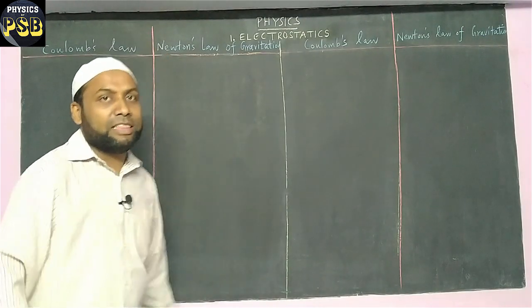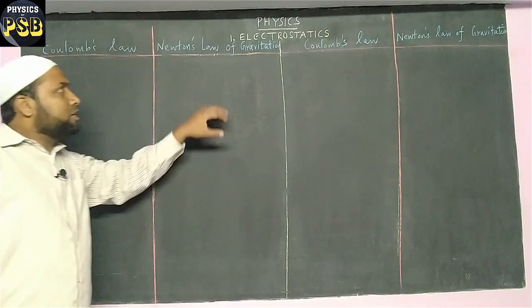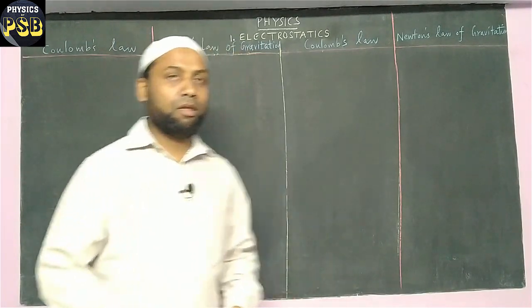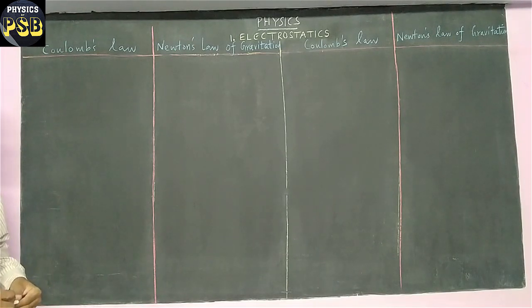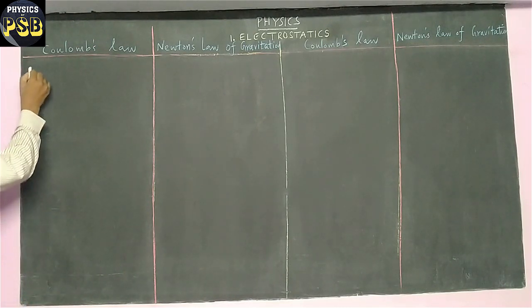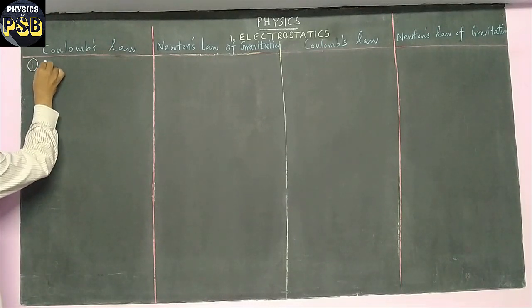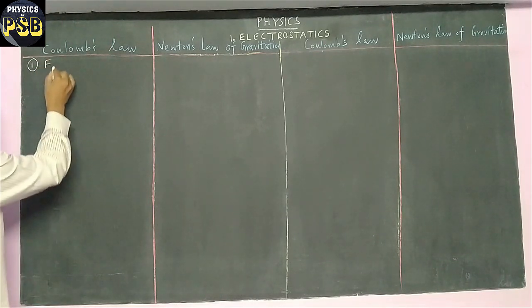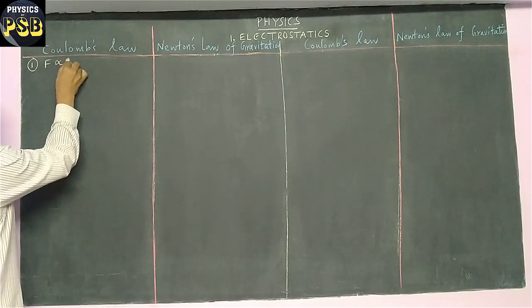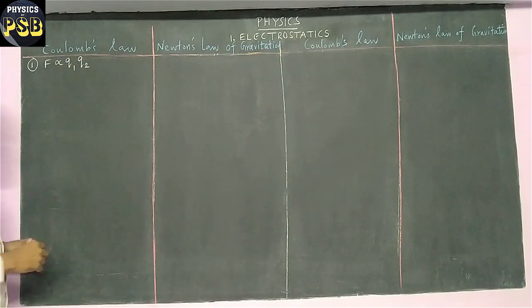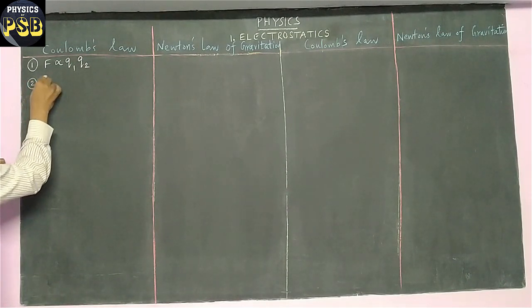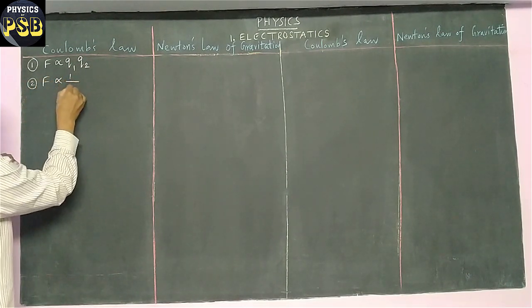In this video, we will discuss the difference between Coulomb's law and Newton's universal law of gravitation. We have studied in the last session that Coulomb's law gives the force of attraction or repulsion between charges separated by a small distance. It says the force of attraction or repulsion between charges is directly proportional to the product of magnitude of charges and inversely proportional to the square of distance between them.